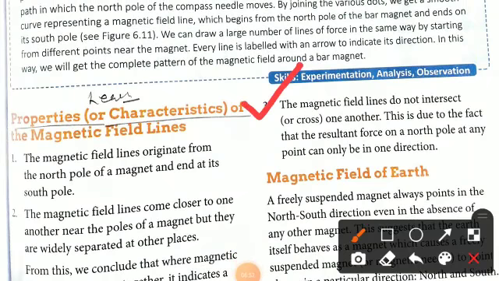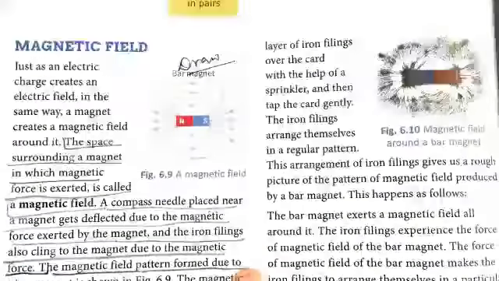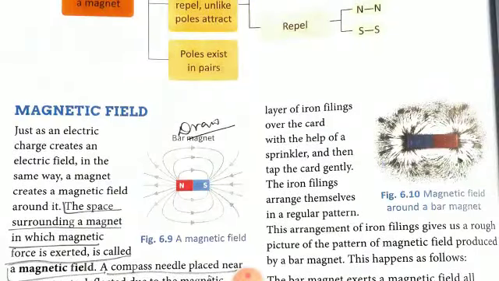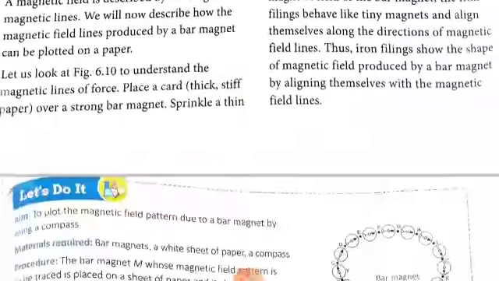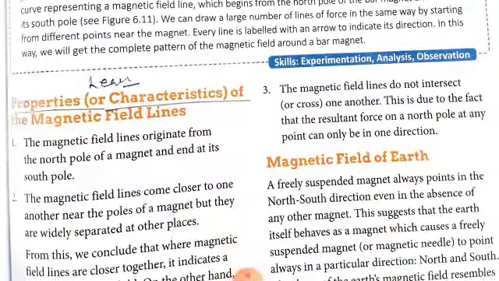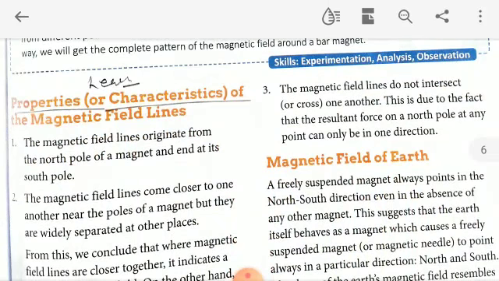Now we will come to point number 3. Here you can see the magnetic field lines do not intersect or cross one another. This is due to the fact that the resultant force on a north pole at any point can only be in one direction. This is the most important point. As you can see in figure 6.9, the magnetic field lines originate from the north pole, and some are moving outward and some are coming inward. So that is what is written here: the magnetic field lines do not intersect or cross one another because the resultant force on a north pole at any point can only be in one direction. I hope it is clear.